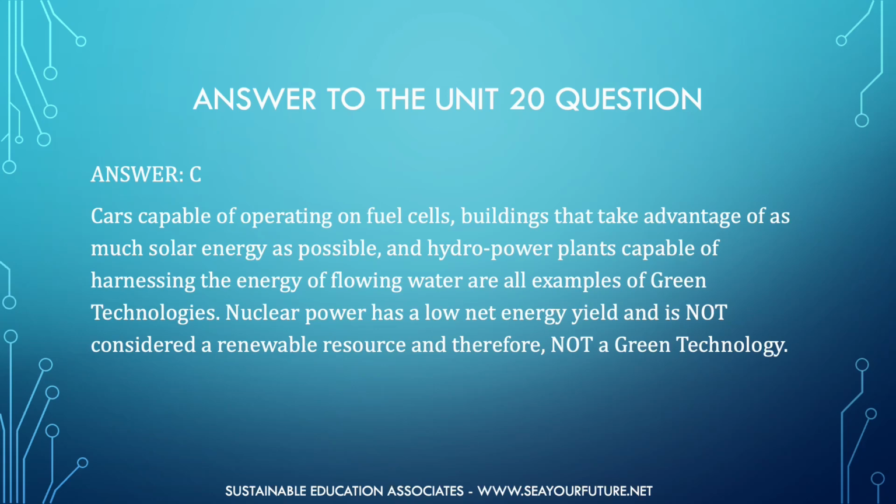Before we begin Unit 21, here is the answer to the Unit 20 question. The best answer is choice C. Cars capable of operating on fuel cells, buildings that take advantage of as much solar energy as possible, and hydropower plants capable of harnessing the energy of flowing water are all examples of green technologies. Nuclear power has a low net energy yield and is not considered a renewable resource and therefore not a green technology.